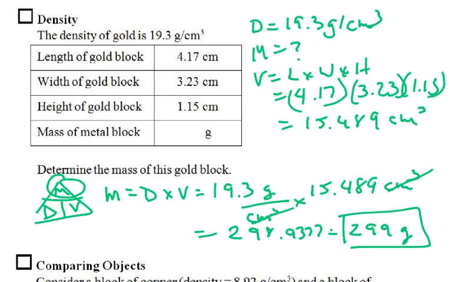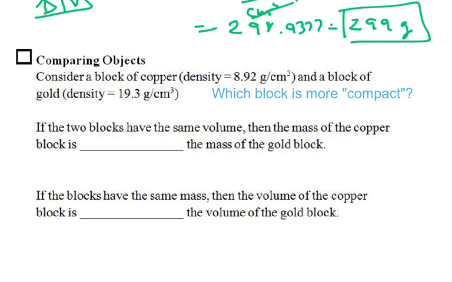That's my mass. Okay, the last part is the kind of logic questions. And we're saying here, it says comparing objects, consider a block of copper, that's density of 8.92, and a block of gold, density 19.3. The density of gold is very, very high. If you've ever held an actual piece of gold, like pure gold jewelry, it's very, very heavy. So which block is more compact? That was our thinking about density, which is more compact. And hopefully you come up with the idea that gold, since it has a greater density, is much more compact. So keep that in mind.